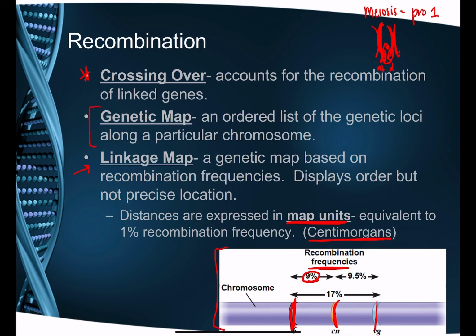Versus this chromosome, the VG and the B, they are separated a little bit further apart. So if crossing over is going to happen, it would be more apt to happen between B and VG than it would between B and CN. Okay? And this diagram is a linkage map.